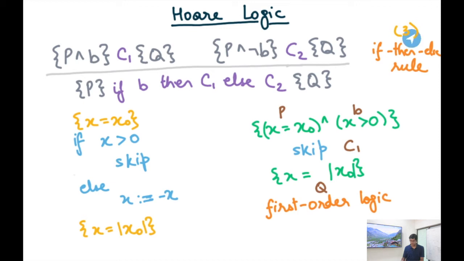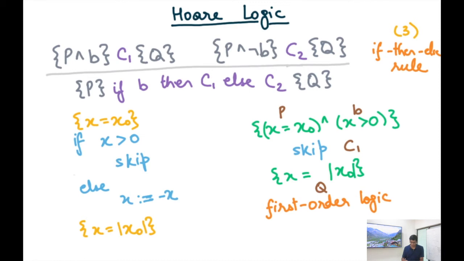Now let's look at another rule, which is the if then else rule, the third rule in our set of rules. The rule says if P and B C1 Q holds for some predicate P and some Boolean condition B, some program C1 and some predicate Q, and P and not B C2 Q holds.